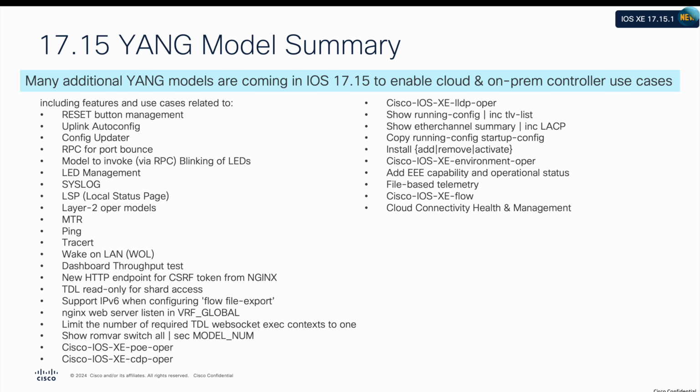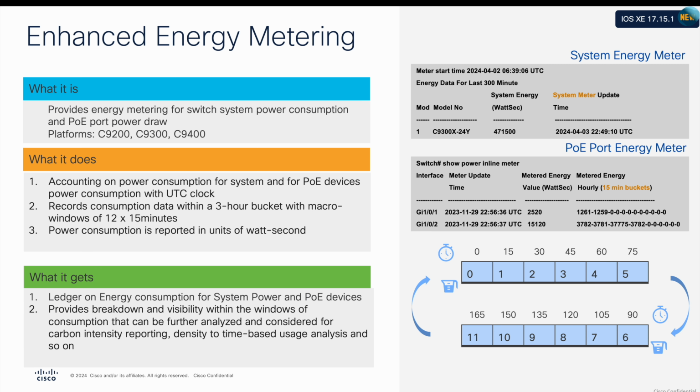Moving forward, we are continuing to enhance our programmability and automation capabilities, and those continue to be very important areas of development for Cisco IOS XE. With 17.15.1, we continue to enable various cloud and on-prem controller use cases by continuing to invest in and innovate on Yang models. So for example, 5 common network management tasks, including ping, traceroute, throughput, MTR, and wake on LAN are now available through the Yang API to make your everyday tasks easier to do programmatically.